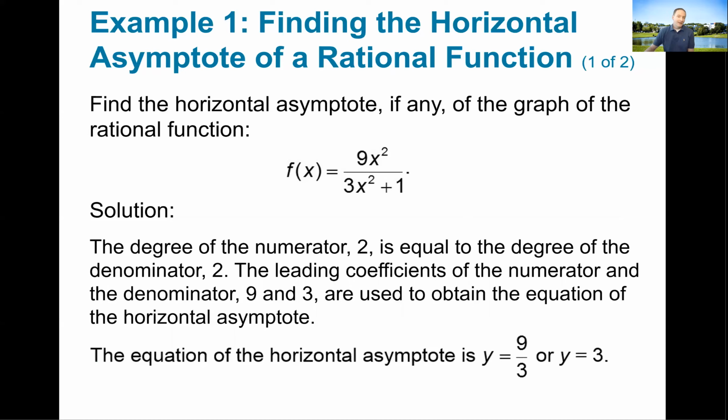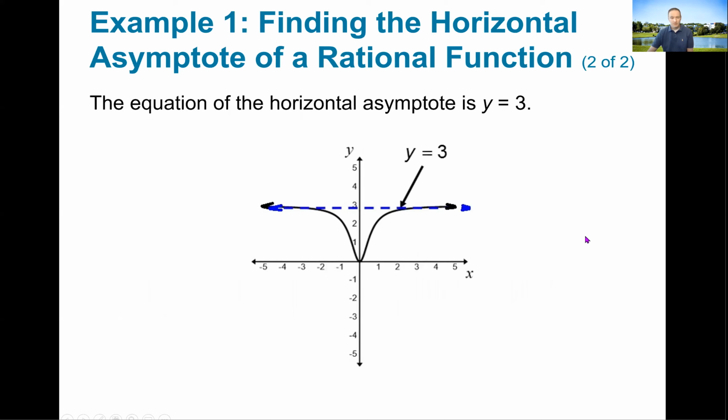For our first example in finding horizontal asymptotes of a rational function, please notice the rational function I give you. It has a degree 2 in its numerator. It has a degree 2 in its denominator. So you don't even have to think about it. You say, okay, anytime the degree is the same, the horizontal asymptote is going to be at y equals the fraction of the leading coefficients, 9 over 3. So the horizontal asymptote is 9 over 3, which obviously reduces down to a horizontal asymptote of y equals 3. Now I know what you're thinking. Is it really that easy? Yes, it really is. You just look at it and say if the degree of the numerator and denominator is the same, your horizontal asymptote is going to be at the fraction of the leading coefficients, 3 in this case.